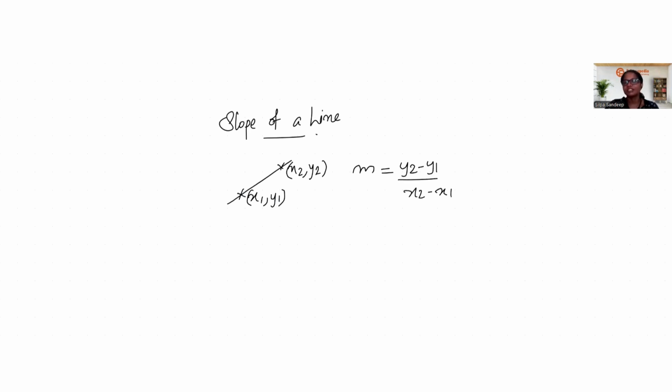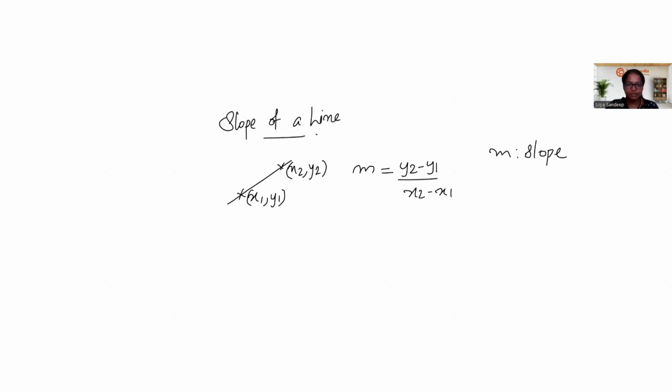So M is the slope. The formula for finding slope is y2 minus y1 over x2 minus x1. That means the change in y coordinate over the change in x coordinate.